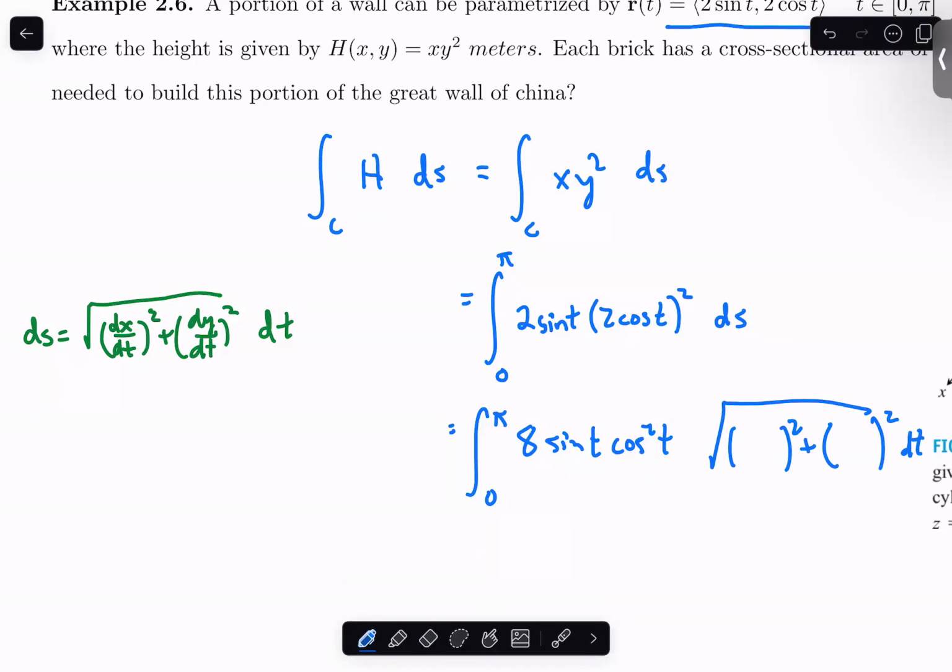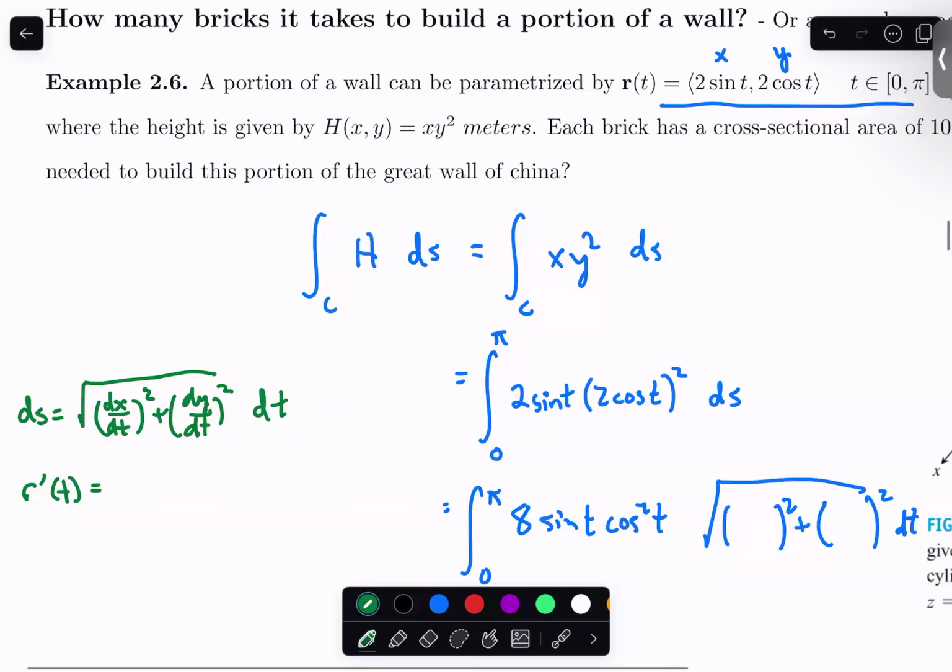So let's calculate out. And we need to take derivatives of our parameterization with respect to t. So I'm going to go ahead and basically calculate out over here my r prime. So the derivative of sine is going to be cosine in the x component. In the y component, I have to take a derivative of cosine. That's going to be negative sine.